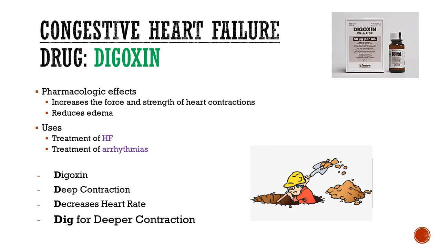Now, if you have heart failure, congestive heart failure, so if your heart is not pumping properly, there is a drug that you can take, and it's called digoxin. What digoxin does is it allows the heart to contract better, and it allows for a deep contraction. So think of D for digoxin, D for deep contraction, like this guy's doing, digging deep. It decreases the heart rate, and you're digging for a deeper contraction. Sometimes you need a deeper contraction to allow your heart to start working better. So digoxin is the drug of choice for that.